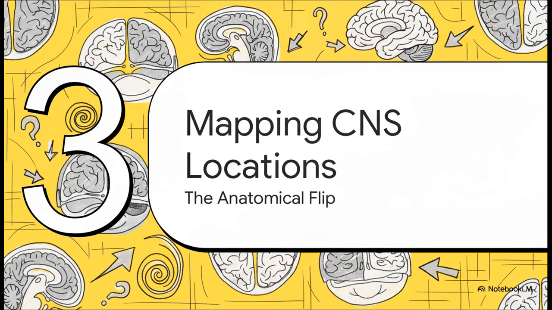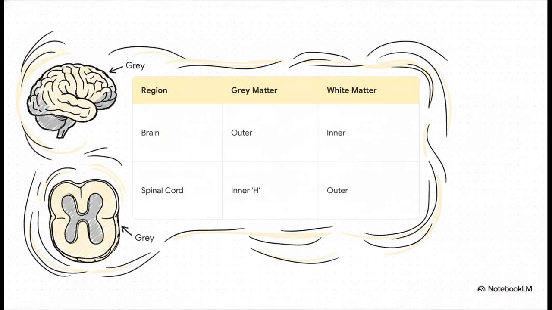Now that we've got the cellular hardware down, we're on to Section 3, mapping the CNS locations. We're looking at gross anatomy now, and pay attention because this is the exact spot where students constantly lose marks on exams by mixing up the geography. Okay, the absolute most crucial thing to remember here is what I like to call the anatomical flip. Up in the brain, the gray matter, our processor, forms the outer layer. We call that the cerebral cortex, and it handles all your complex thought, emotion, and memory. The white matter cables run strictly on the inside.